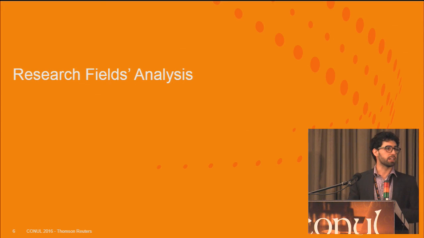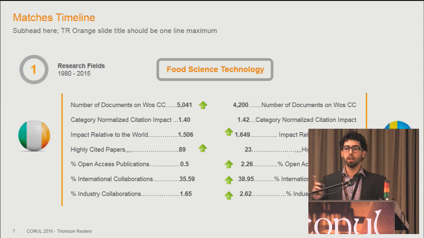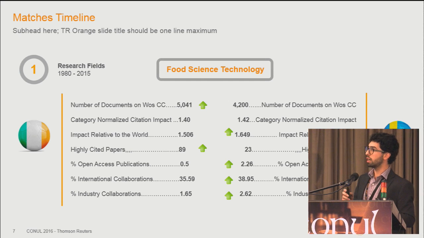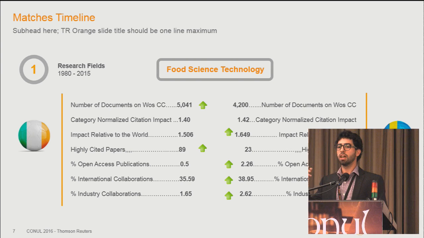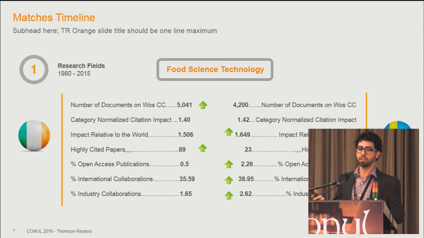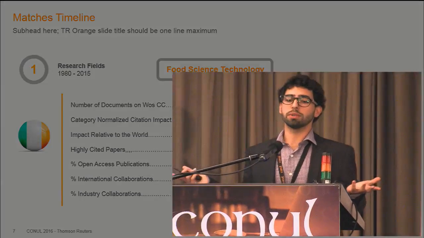So, research field analysis. Here we have a couple of figures that we've extracted from InCites when comparing Sweden with Ireland. So you have, for example, the number of documents that they have, and you can see that on food science and technology alone, Ireland has a slightly higher number of documents. We're analyzing data from 1980 until 2015.